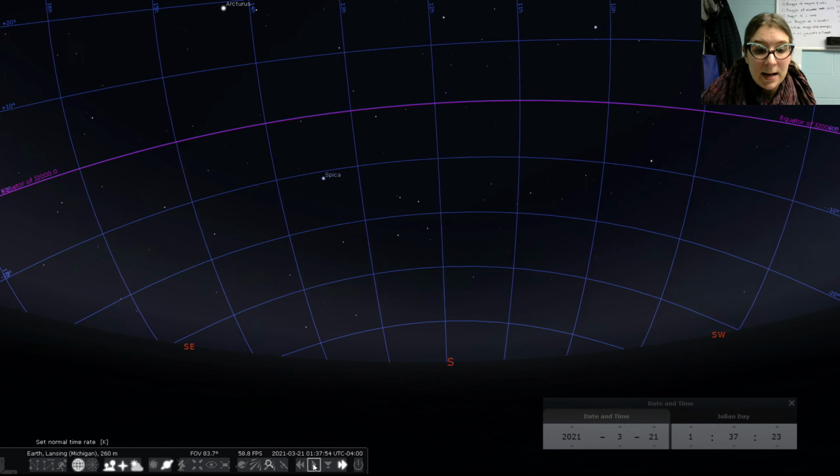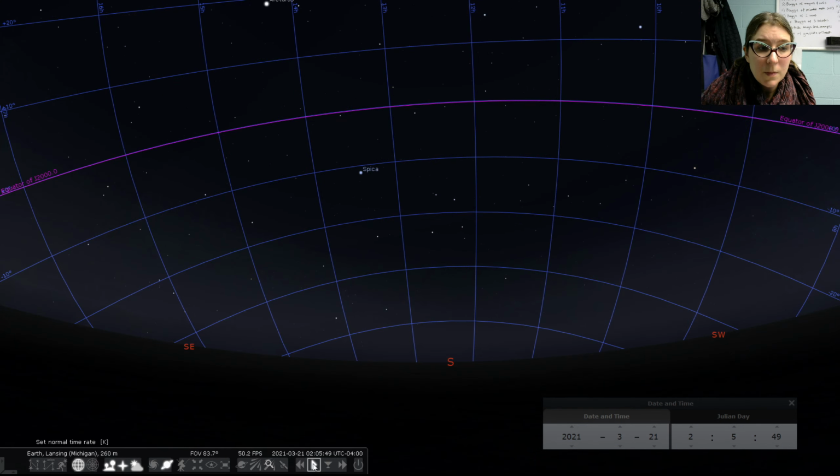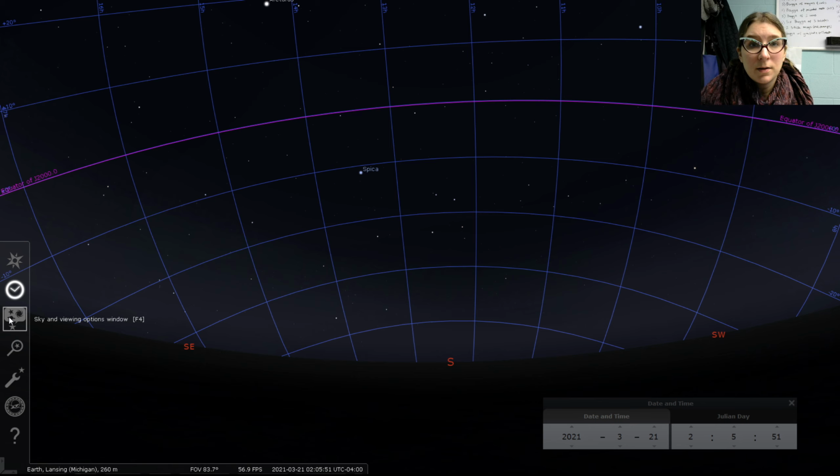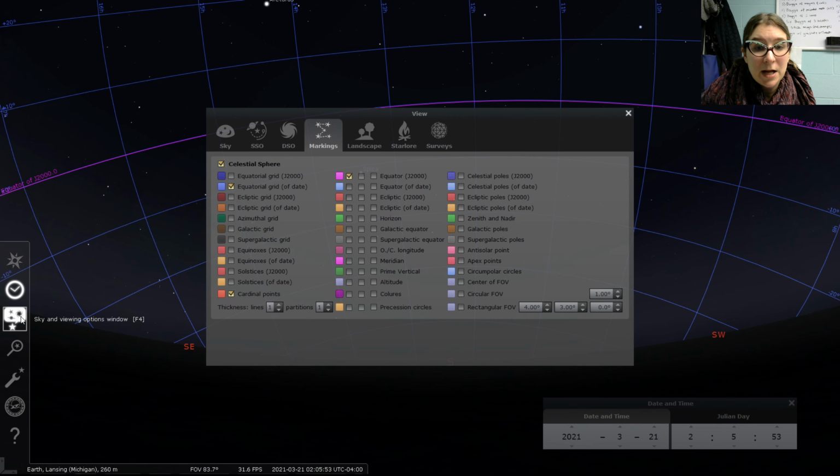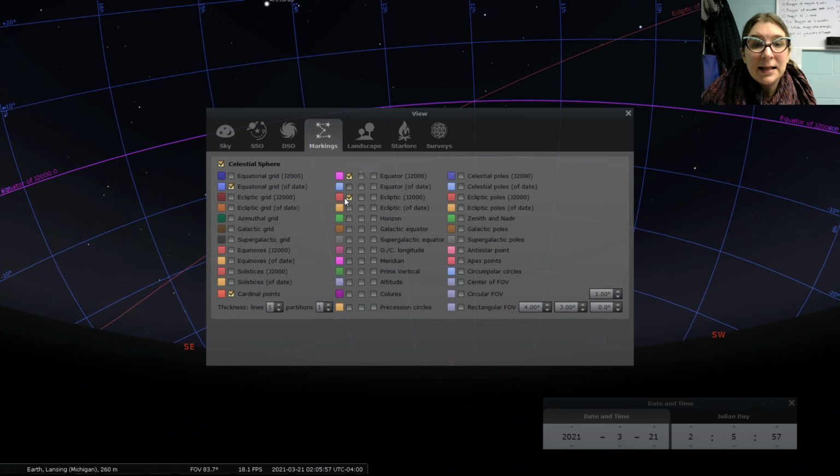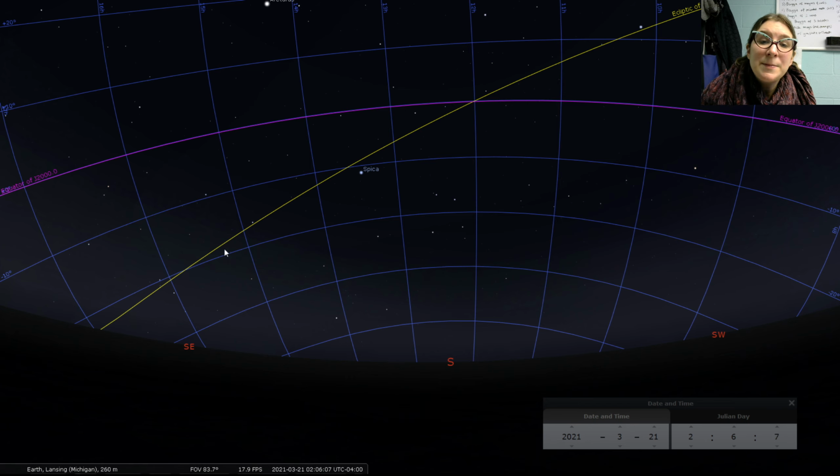So we're going to go ahead and pause this real quick. We also have another line in our sky that is an imaginary line that we define as the ecliptic. And the ecliptic is, I'm going to go ahead and make this bright yellow. Okay. So the ecliptic is the plane of our solar system. So all of our planets lie in a flat disk around the sun.